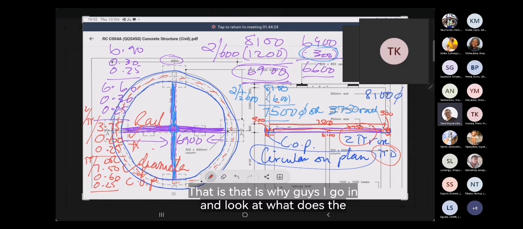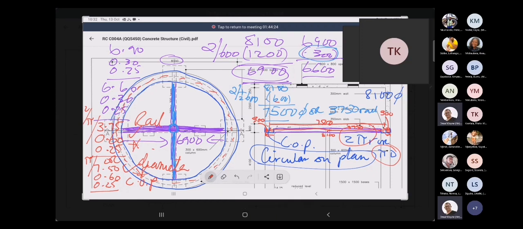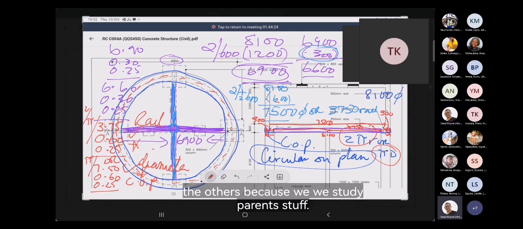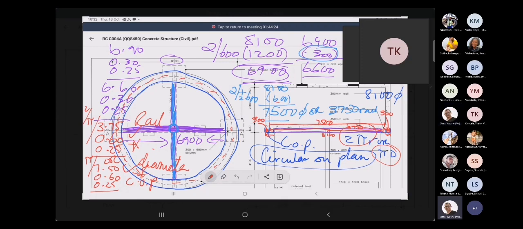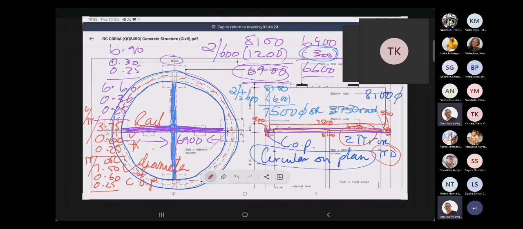That is why, guys, I go and I look at what does the formula say, and I don't look beyond just what is here, so I can be able to identify. Some people prefer to work with diameter, others, because we study pallet stuff. If sir does it diameter, I'm going to work diameter only. If someone else does it radius, I'm going to work there. So now I'm giving you the option that you can use either or. But check the two to determine whether you do arrive at the same answer. Okay.